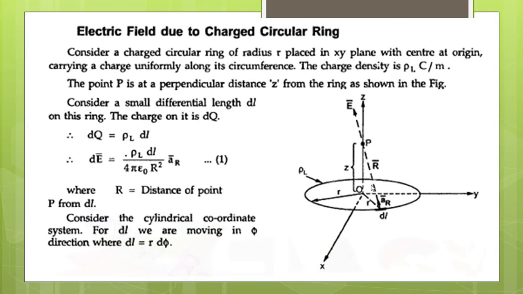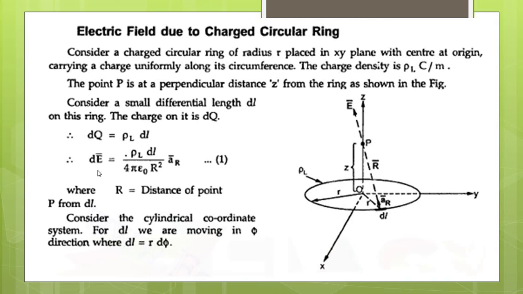Now here we need to find the electric field intensity due to this charged circular ring at a point P, where this point P is located on the z-axis. So we'll consider a small differential length dl on this ring. So this is dl. The charge on this dl is dq. So we can write dq is equal to rho L into dl.